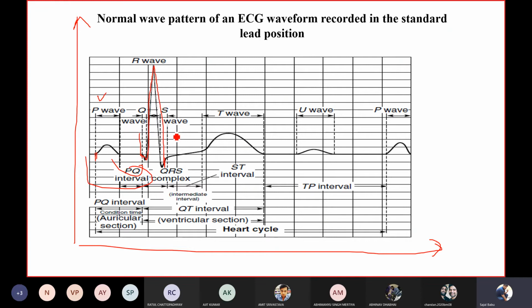This QRS complex is the time taken by the impulse, because before the QRS complex, the electrical impulse has traveled from the SA node and reached up to the ventricle part. So what is this QRS? This is the time taken by the impulse to travel via the intraventricular system. That means via the bundle of His, and then the Purkinje fibers, to the walls of the ventricles. That particular time is represented here with the QRS complex.